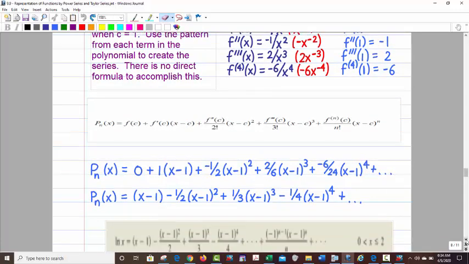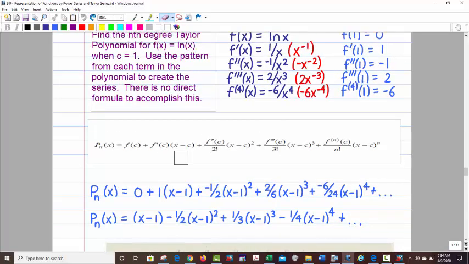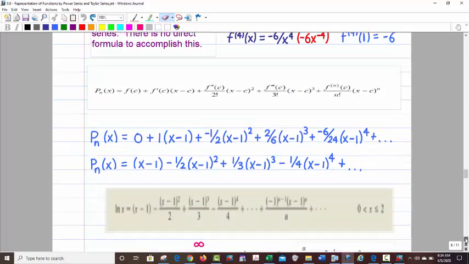And then we put it right in the Taylor polynomial formula. First one's going to be 0. Then we have x minus 1. And then we have a -1 over 2 factorial, so -1/2, x minus 1 squared. And then 2 here divided by 3 factorial, which is 6, 2 over 6, x minus 1 cubed, plus -6 over 24, x minus 1 to the 4th. Now I did reduce these, you don't have to, but I got rid of the 0.